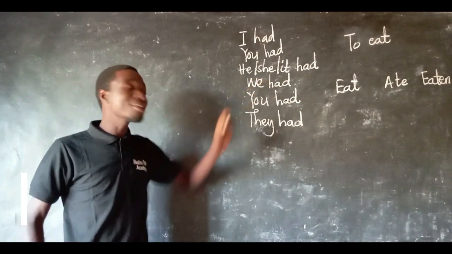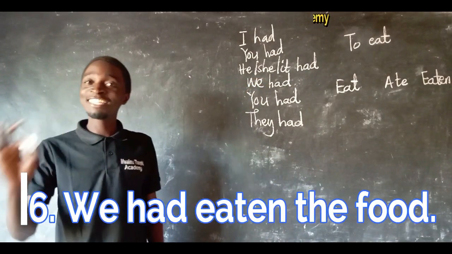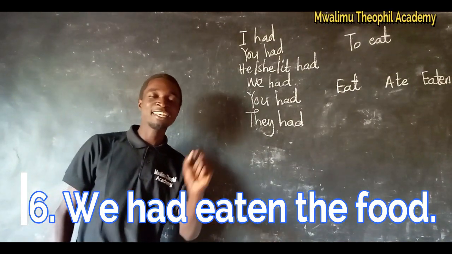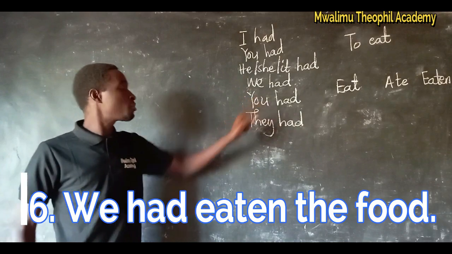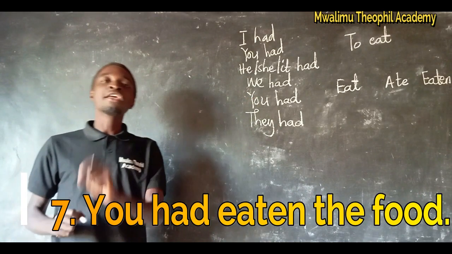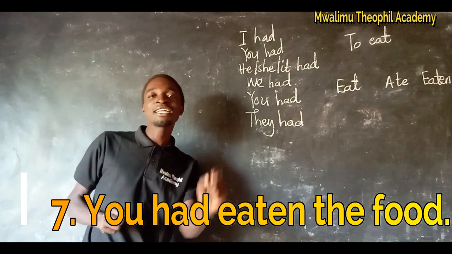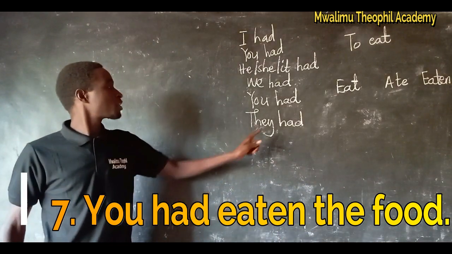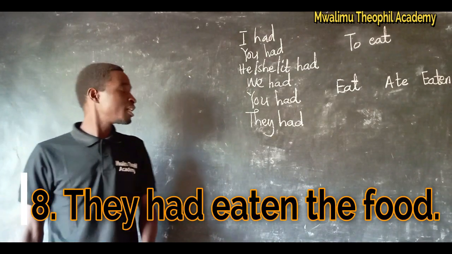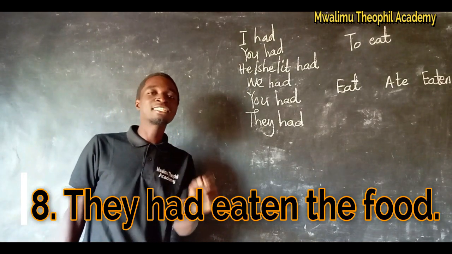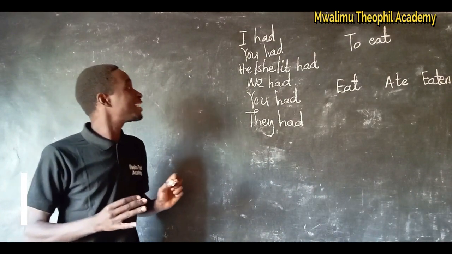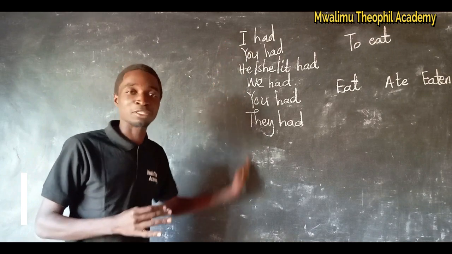What about we? We had eaten the food. What about you? You had eaten the food. What about they? They had eaten the food. Now, this is for the case when you are dealing with the pronouns.